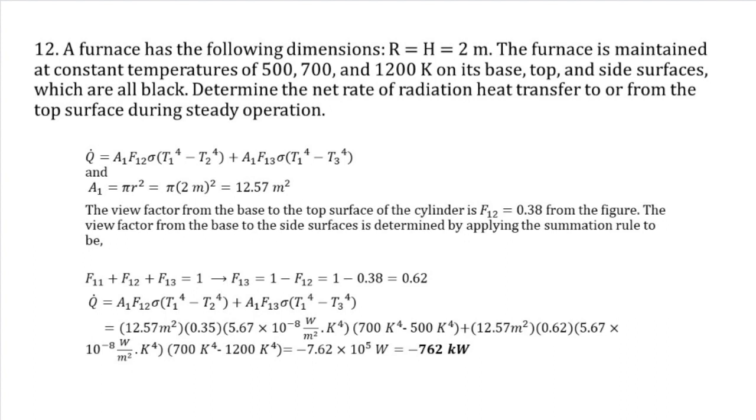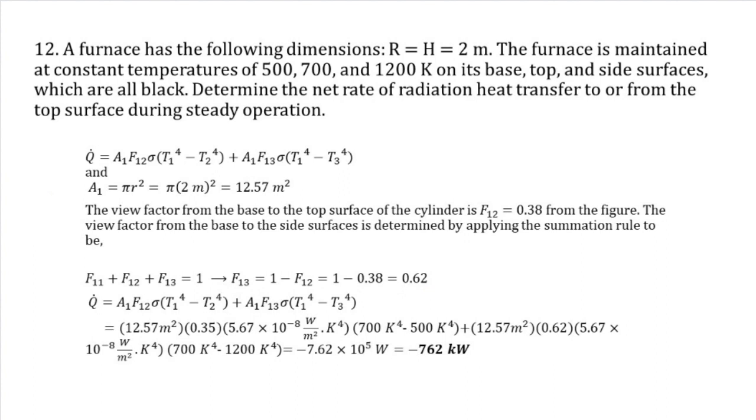The view factor from the base to the side surfaces is determined by applying the summation rule: F sub 11 plus F sub 12 plus F sub 13 is equal to 1. So we'll get F sub 13, which is equal to 1 minus F sub 12. F sub 12 is 0.38, right? So we get 0.62.